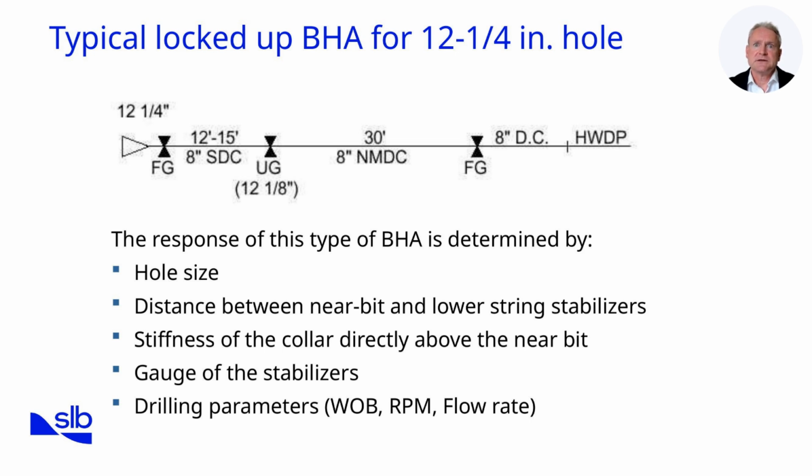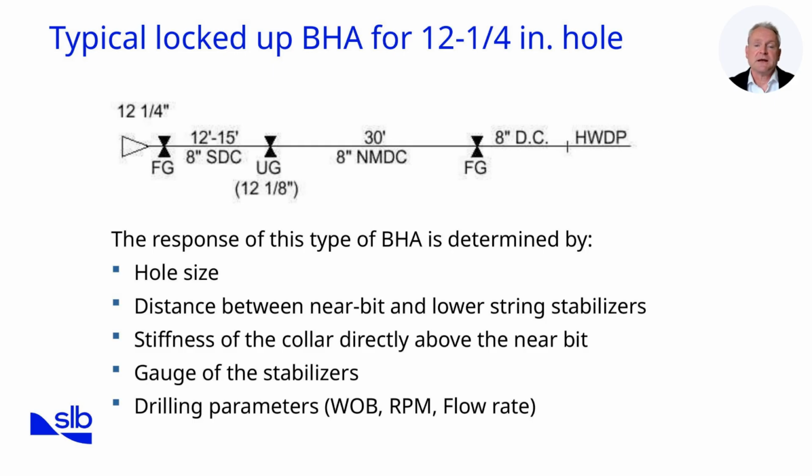Third, the stiffness of the collar directly above the near bit stabilizer is critical, as stiffer collars provide greater resistance to bending, keeping the bit on trajectory. Fourth, the gauge of stabilizers, since undergauge can be used to neutralize drop tendencies. Finally, drilling parameters such as weight on bit, RPM, and flow rate directly affect the performance of this assembly.